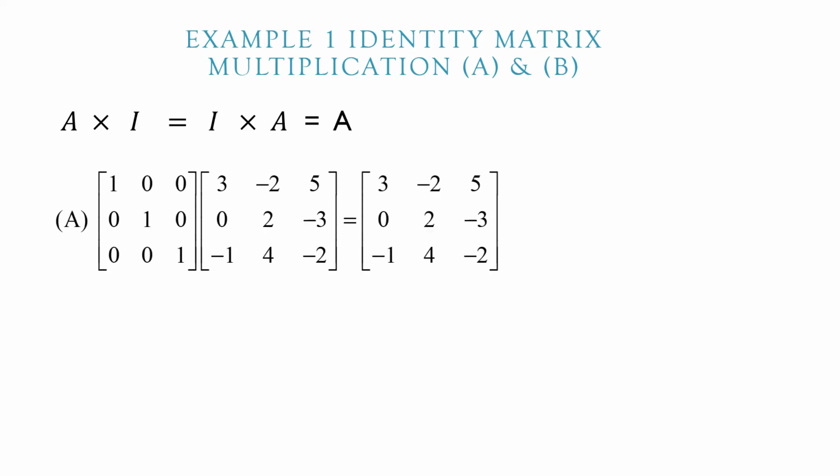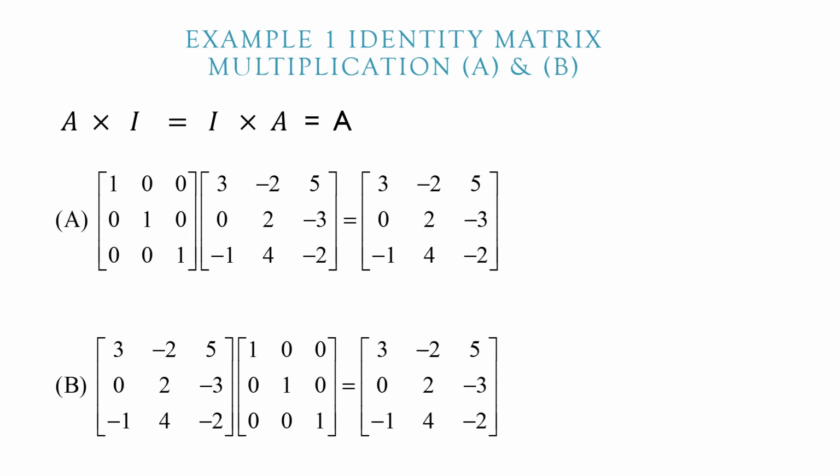Here the identity matrix is the unit matrix, so when you multiply it on the left-hand side or on the right-hand side, you get the same matrix A, which is [3 -2 5; 0 2 -3; -1 4 -2]. So we have shown that this I, [1 0 0; 0 1 0; 0 0 1], is an identity matrix.